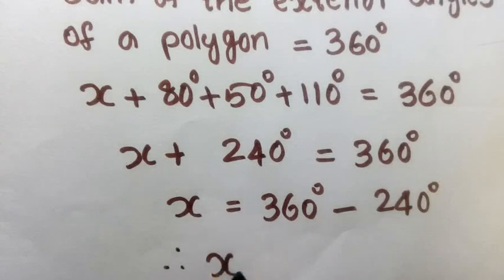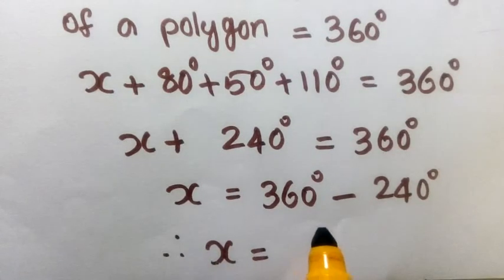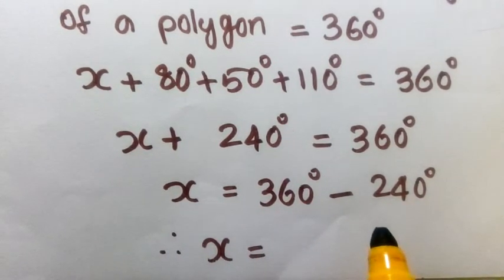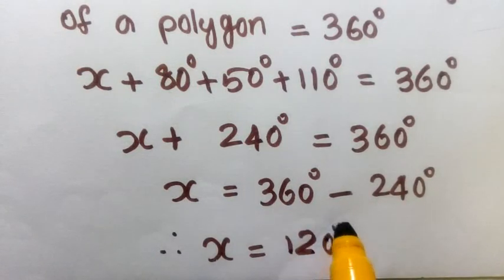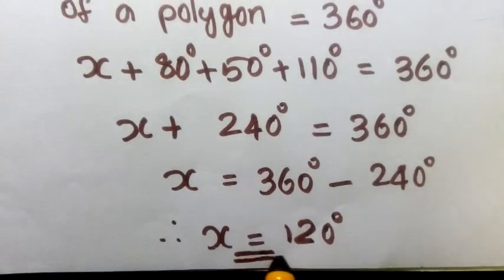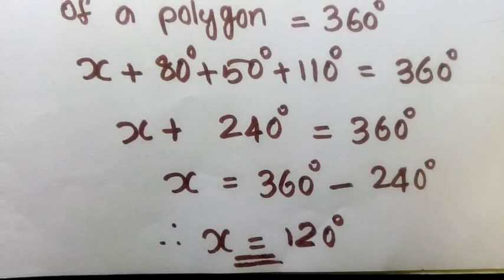Therefore, x is equal to, what is 360 degrees minus 240 degrees? Yes, 120 degrees. Therefore, the unknown exterior angle x is equal to 120 degrees.